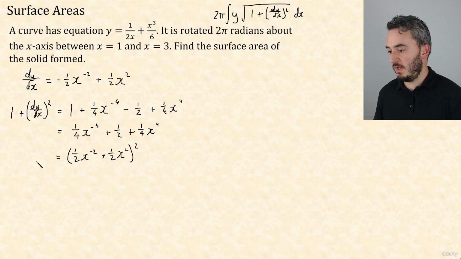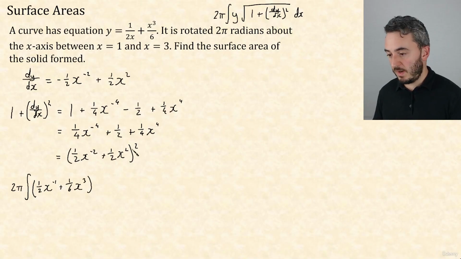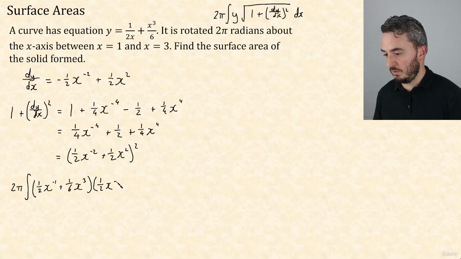So we can now go straight for our integration, because it's 2 pi times the integral of y, which was half x to the minus 1 plus 1/6 x cubed times by the square root of this. Now, it looks like a mess, but it's all just powers of x. So you could have done this years ago, I'm sure.